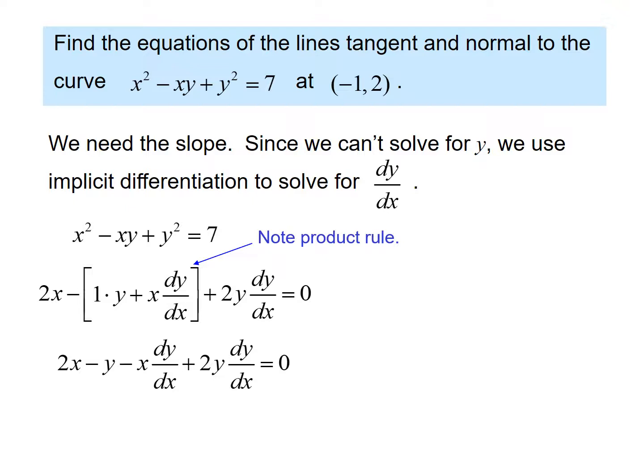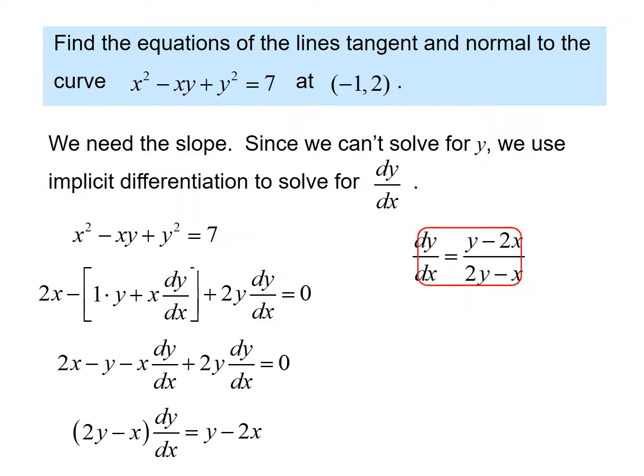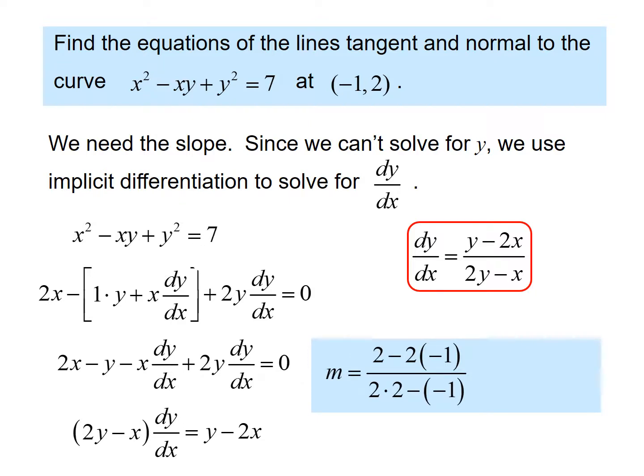So we distribute that negative through the brackets there, and we're going to get dy dx by itself on one side of the equation. Everything that doesn't contain dy dx moves over to the other side of the equation. Divide by 2y minus x, and we get dy dx all by itself. So the slope at this point, negative 1, 2, we plug in both of those for x and y, and we find that the slope is 4/5.